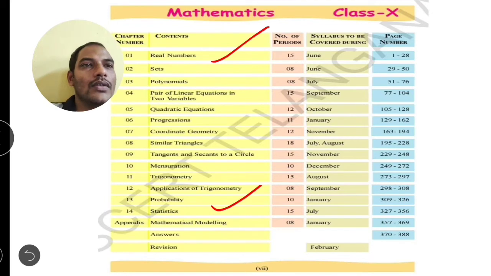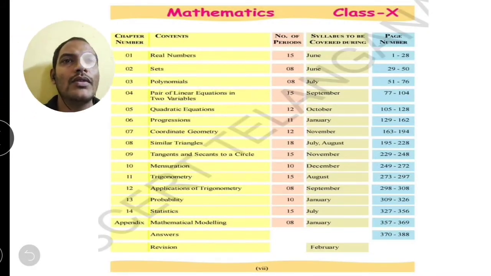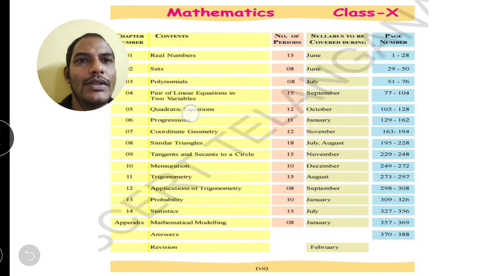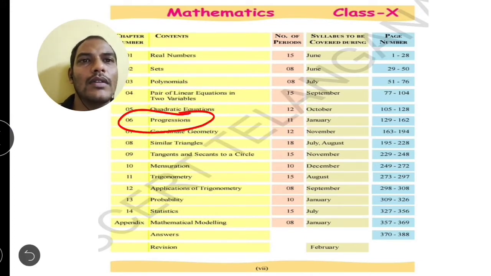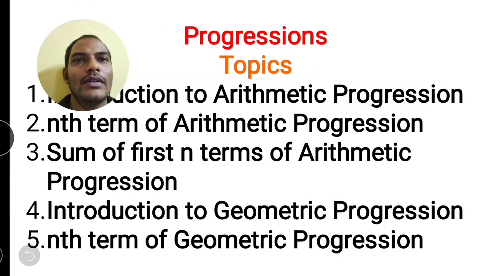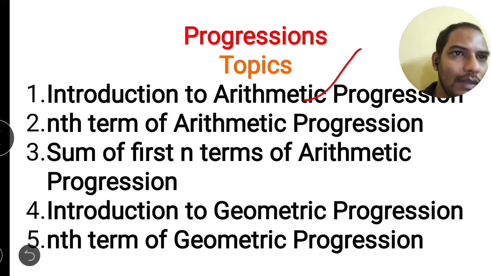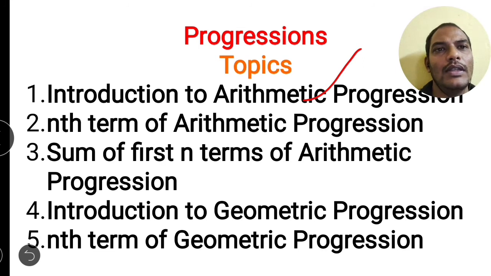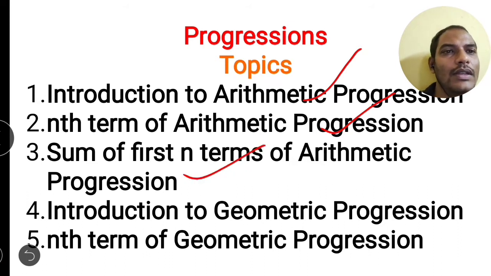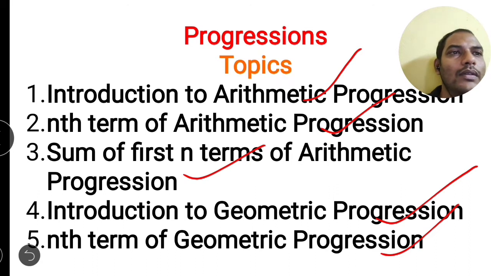Okay, so today I am going to explain the 6th chapter, which is progressions. In this chapter there are 5 topics. The first topic is introduction to arithmetic progression. Second topic, nth term of arithmetic progression. Third topic, sum of first n terms of arithmetic progression. Fourth topic, introduction to geometric progression. And fifth topic is nth term of geometric progression. So total 5 topics in this chapter.